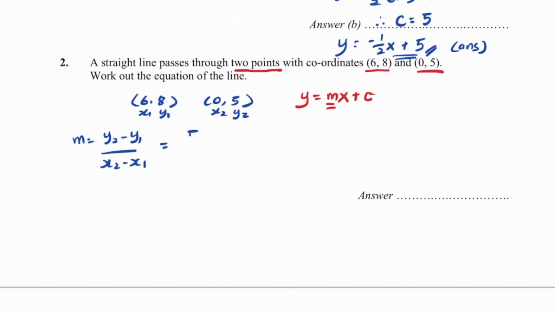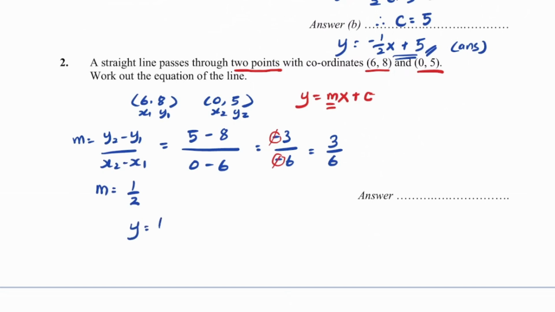Put in the values: (5 - 8) / (0 - 6). So that will be -3 / -6. When you have both negatives on the numerator and denominator, they cross out each other and become positive 3/6. Simplify further, it will become 1/2. So y = 1/2 x + c. That is your equation with the gradient.